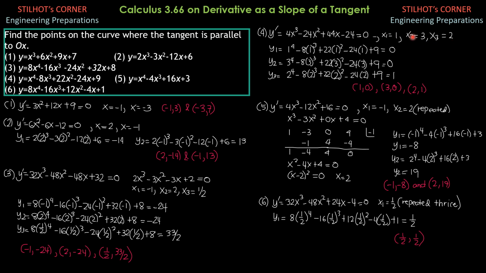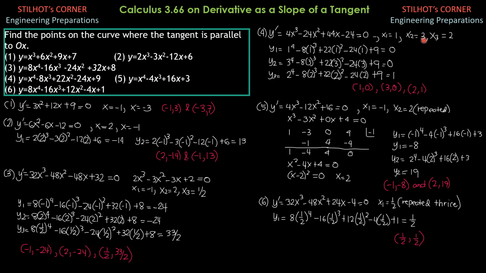So using the calculator, when x1 is 1, substituting into the original equation, 1 to the fourth minus 8 times 1 cubed plus 22 times 1 squared minus 24 times 1 plus 9 is equal to 0. So one point on the curve where the tangent is parallel to OX is (1, 0).